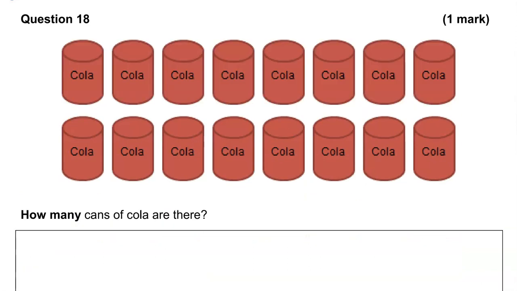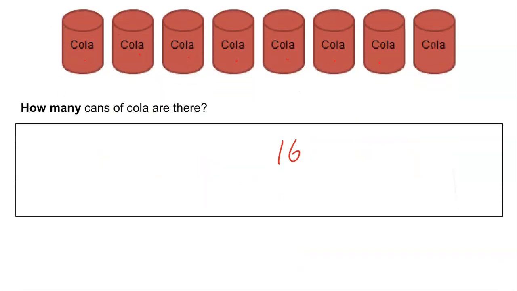How many cans of cola are there? So let's count them. 1, 2, 3, 4, 5, 6, 7, 8, 9, 10, 11, 12, 13, 14, 15, 16. And this is the end of the paper.